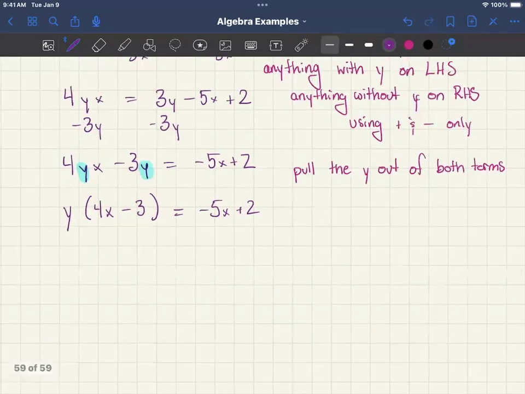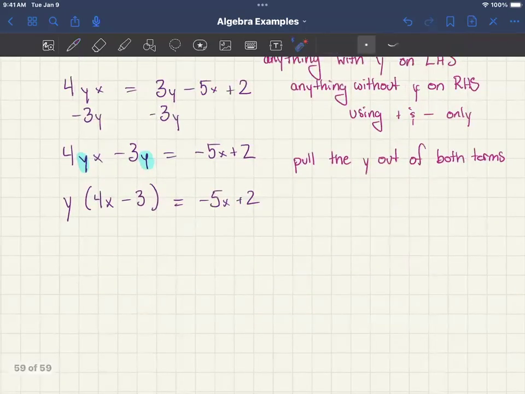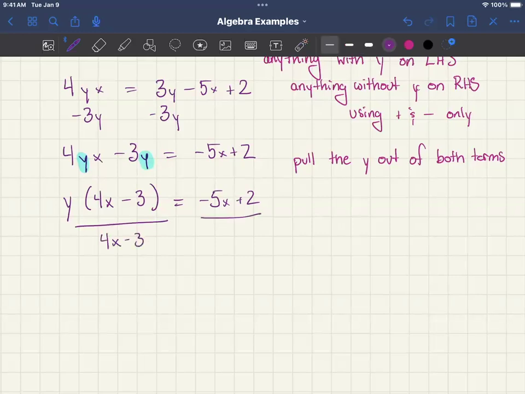So now here's what's nice. Once we get to this point, we have y times a whole bunch of stuff that has no y in it, equal to something without a y in it. So the last thing we're going to do is divide both sides by that extra stuff. And we end up with y is equal to negative 5x plus 2 over 4x minus 3.